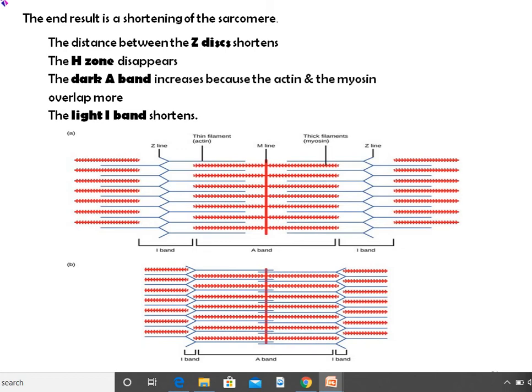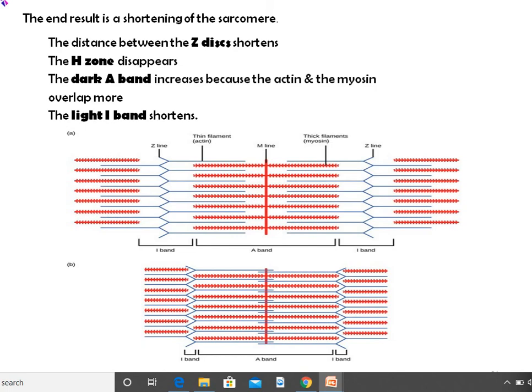Now see in the diagram. The distance between the Z discs gets shorter. The H zone disappears. Again, the dark A band increases because the actin and the myosin overlap. See, these are the A band, which increases because the actin and myosin overlap with each other, and the last one is the I band, which gets shorter.